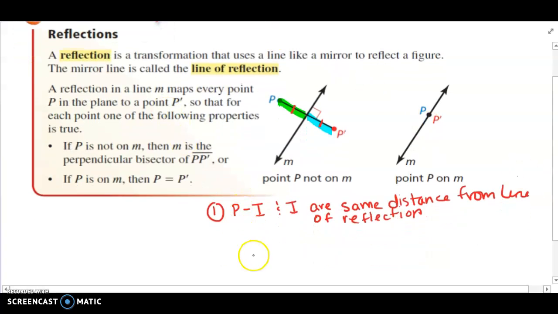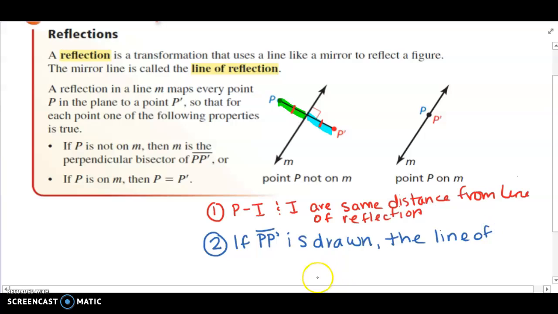That's one of the two things of the line of reflection. Okay, the second is that if P prime is drawn, so if we connect those, the line of reflection is perpendicular to P P prime. Okay, so if I erase this, all I'm saying is that if we connect P to P prime, okay, that is going to be perpendicular to the line of reflection. Okay, always.